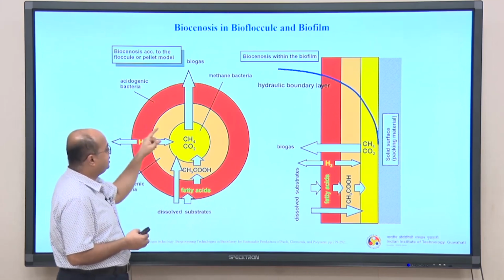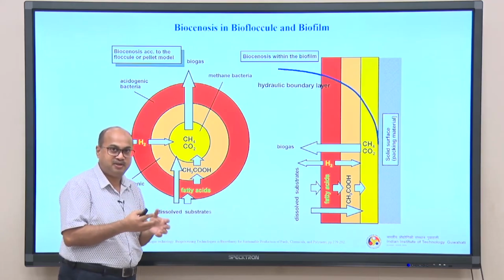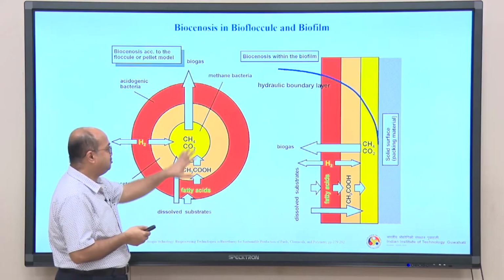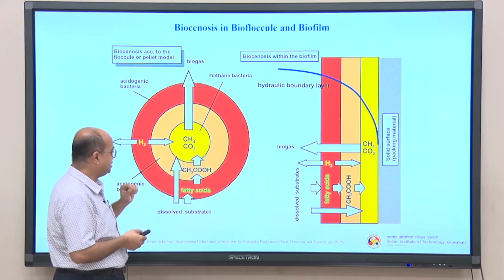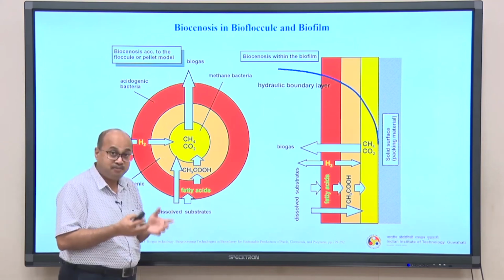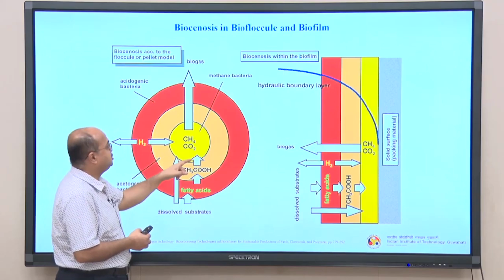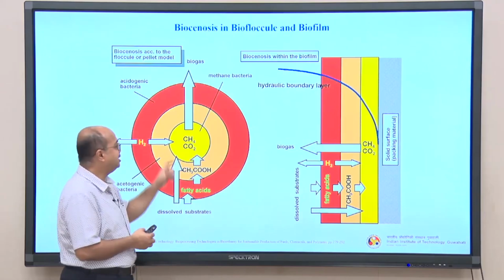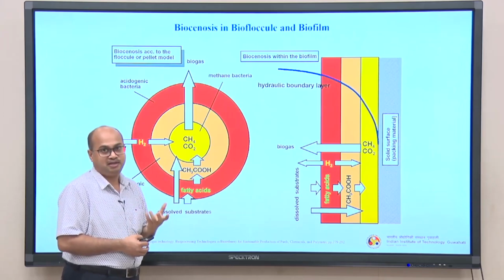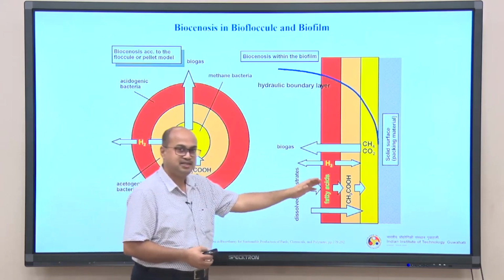So, please do not think that exactly it looks like that or appears like that, some sort of floccules, you can imagine, right. This is an imaginary representation. The first red one is composed of acidogenic bacteria, the middle one consists of acetogenic bacteria, and the yellow one, the core one, consists of the methanogenic bacteria. Similarly, the representation is the same way.